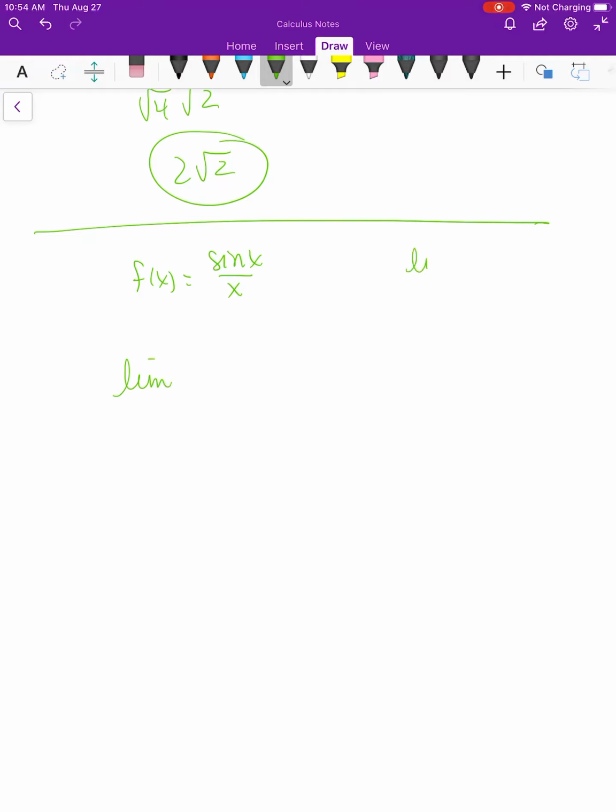So one limit that they want you to memorize, the limit as x goes to 0 of sine x over x equals 1. That is a very important limit, and you have to remember this can be anything as long as this is the same thing. In the book problems, you're going to see something like the limit of sine of 5x over 3x or something like that.